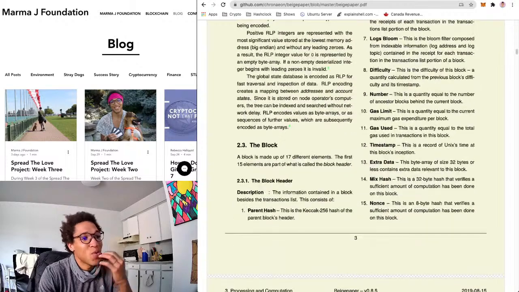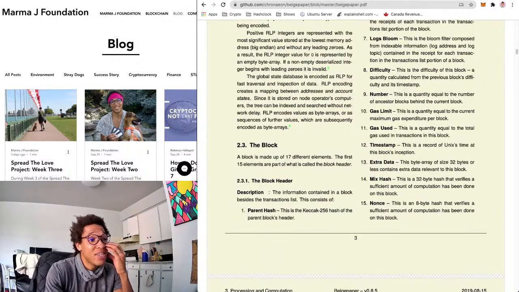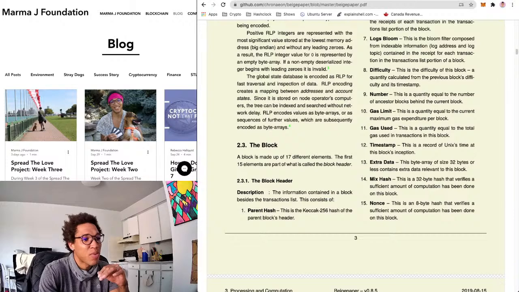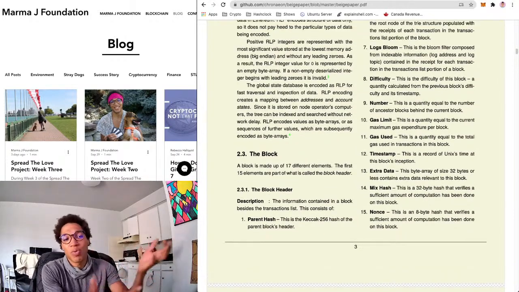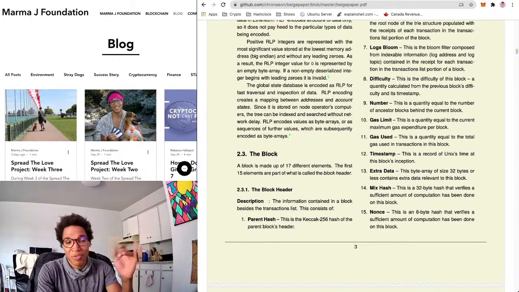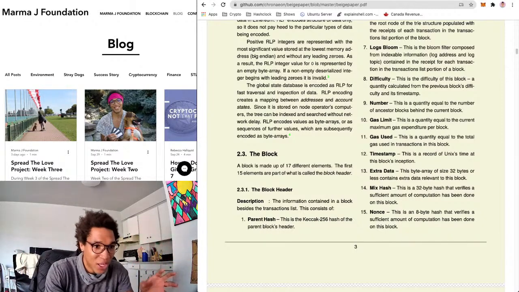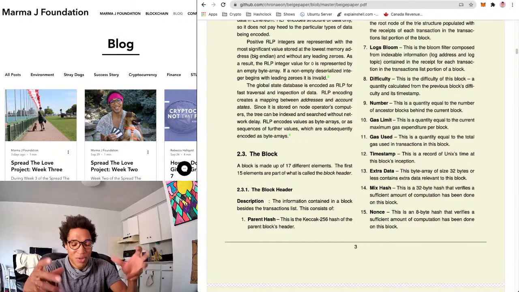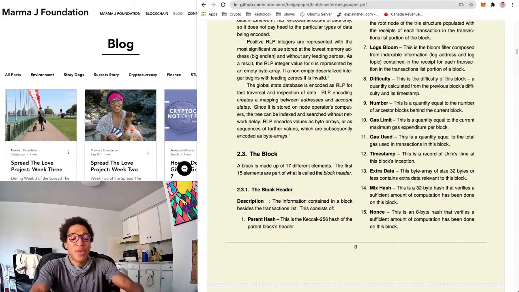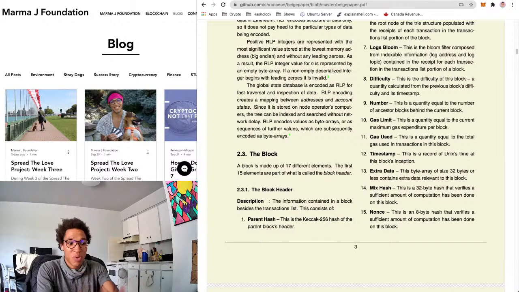Not important. Anyways, now going to the block. The block is made with 17 different elements. The first 15 elements are part of what's called the block header. And this is what you would be learning about when you're a blockchain developer: what goes into each block, and even for searching. So you found a block, an Ethereum block. What is in this block? How do you read it?